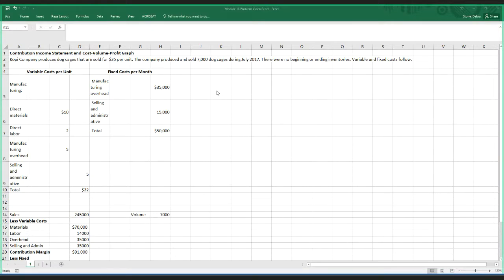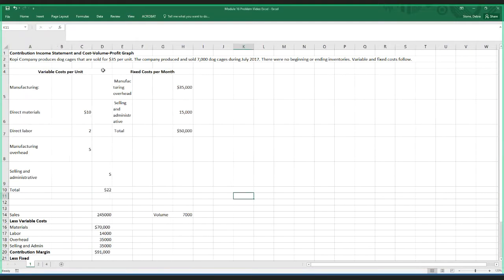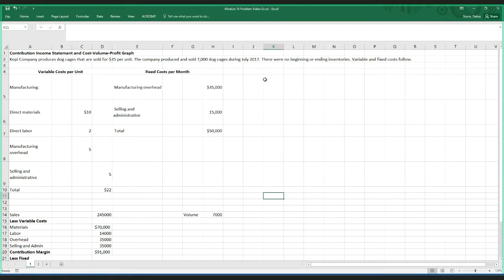Variable and fixed costs follow. That gives you the costs here. Manufacturing costs, fixed plus columns, and we have direct materials, direct labor, and manufacturing overhead under variable, along with selling and admin variable. Again, over here, this is given information of the fixed cost per month. First is the variable cost per unit, the manufacturing overhead, the selling and admin.